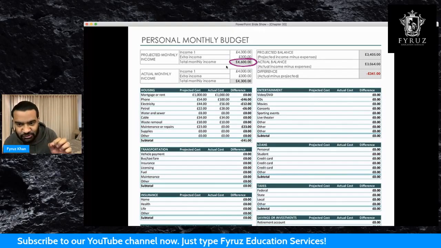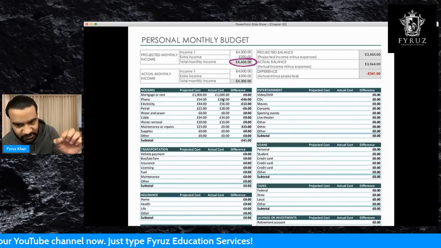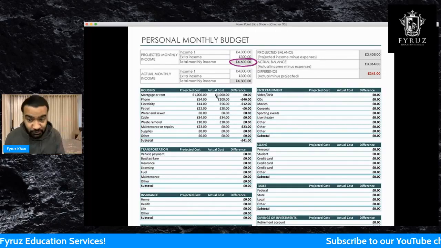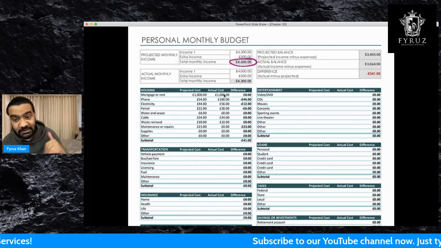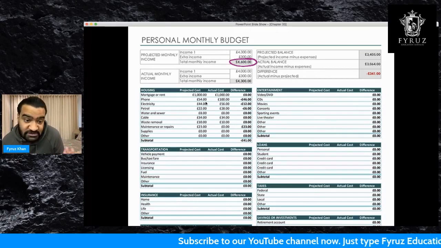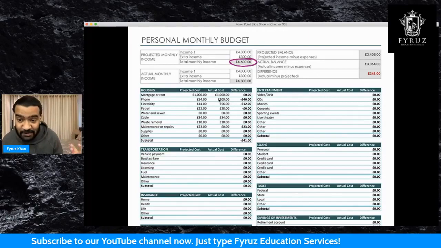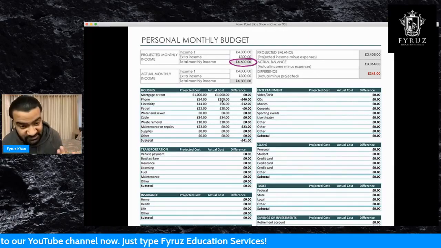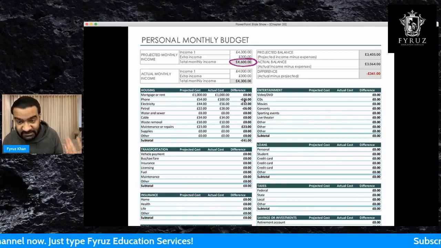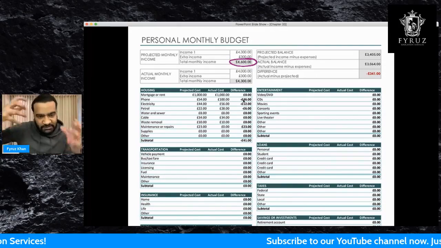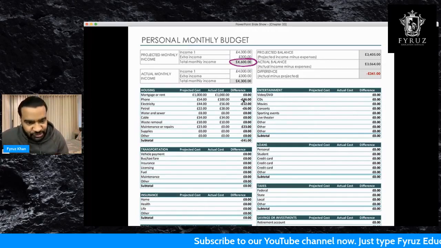Here is the actual cost. Just look at my cursor. For mortgage, I've spent £1,000. My budget was 1,000 and I spent 1,000. For phone, my budget was £54. At the end of the day, I spent £100, which is almost double. The difference is £46. Whenever you're doing a budget, your budget should be near to your actual cost.